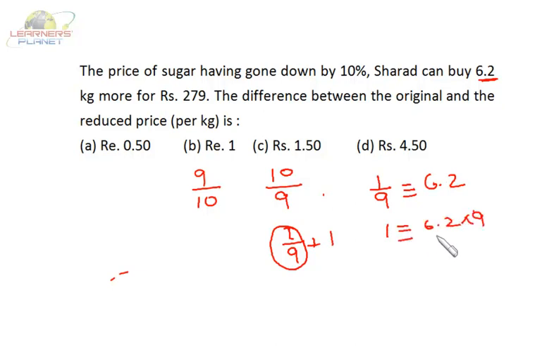Okay. Now this is the original quantity, and we are buying for 279. That means what is the price per kilogram? It is 279 by quantity, that is 6.2 into 9. That means the original price is 5 rupees per kilo. Now the price is going down by 10%. That means the new price is 4.5 rupees per kilo. That means the difference is 50 paisa. Okay, I hope you are clear.